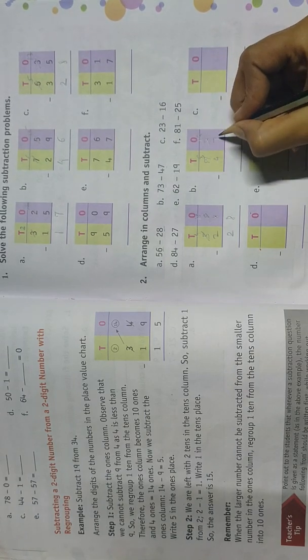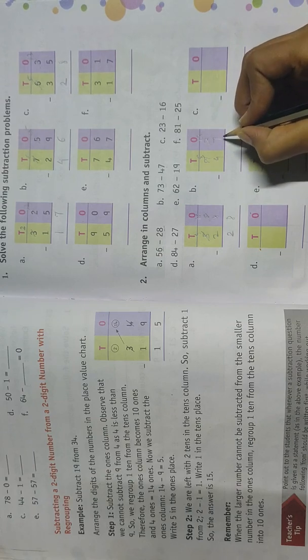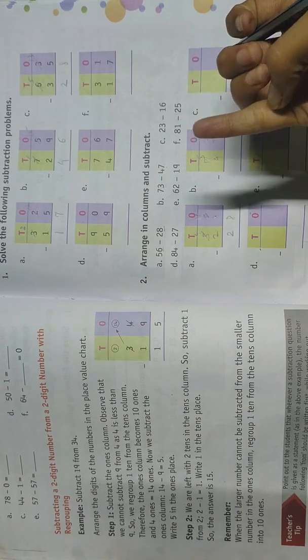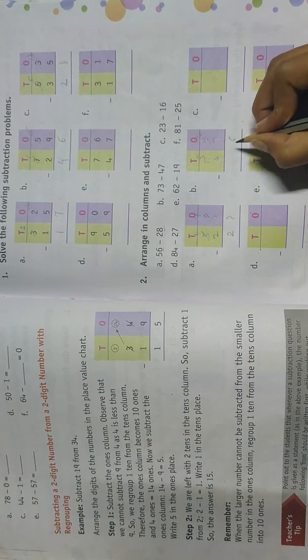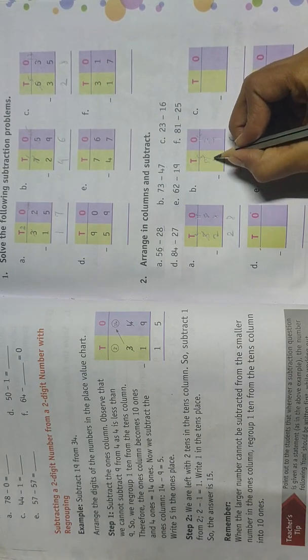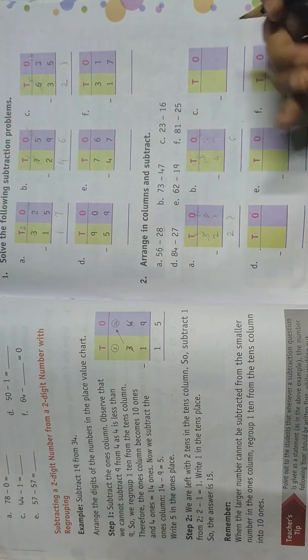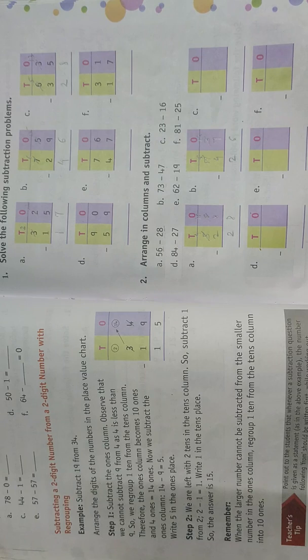Now 13 minus 7, possible. So count after the small number up to the big number. After 7, 8, 9, 10, 11, 12, 13. That is 6. So 6, and 6 minus 4. Count after the small number up to the big number. After 4, 5, 6. That is 2. So your answer is here 26.